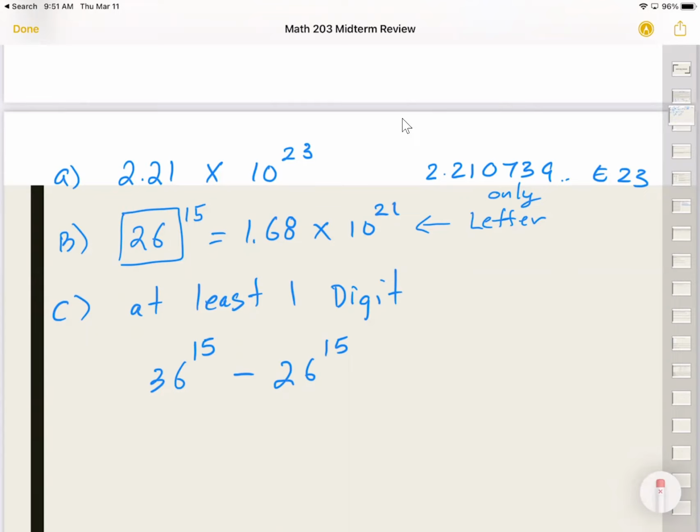36 to the 15 power minus 26 to the 15 power in your calculator. Okay, don't type the answer for A minus the answer for B, because in the answer for A and the answer in B, we round up already. And if you take the round up answer, you will get it wrong.